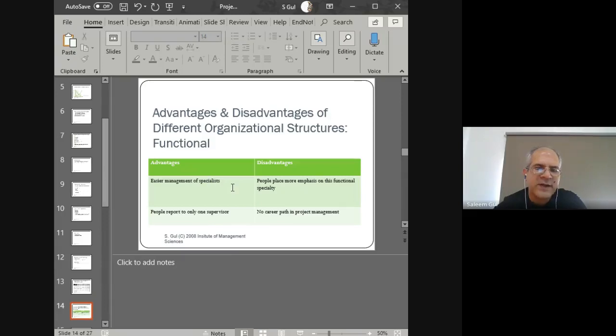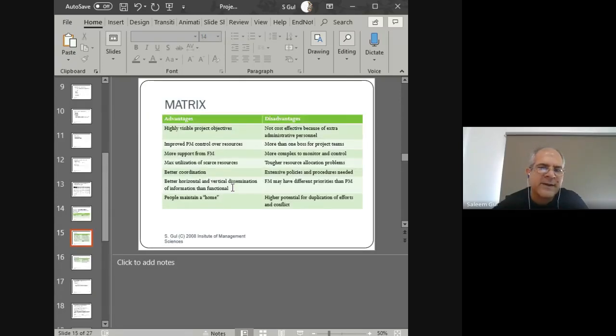The advantage is that management is easier because you've got specialists with you, and people report only to one supervisor, and that supervisor is basically their functional head. Now, the matrix has more advantages and even more disadvantages, right? But clearly, you've got more control over resources. You're full time as a project manager. You've got more authority and so forth. So that, in a way, is better.